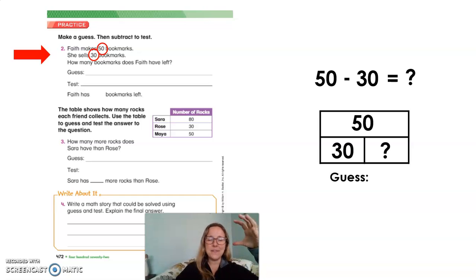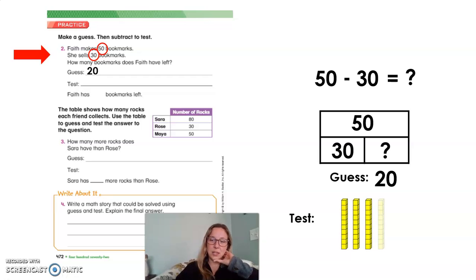Think about 5 tens minus 3 tens. So my guess is going to be 20 tens. And if we draw that out, doing our test here. So up here I wrote down 20 is my guess. You can write down your guess on the line. And now let's do our test.